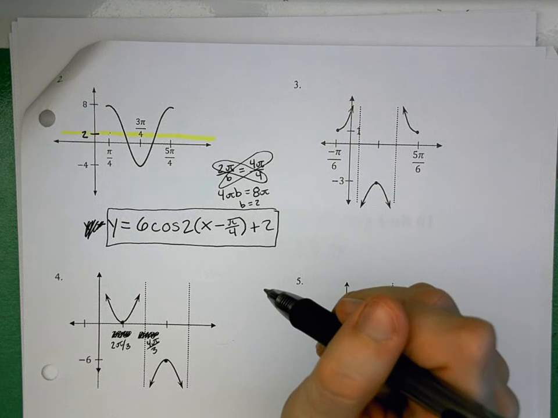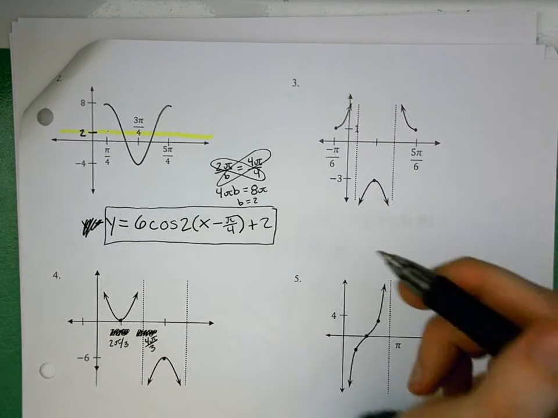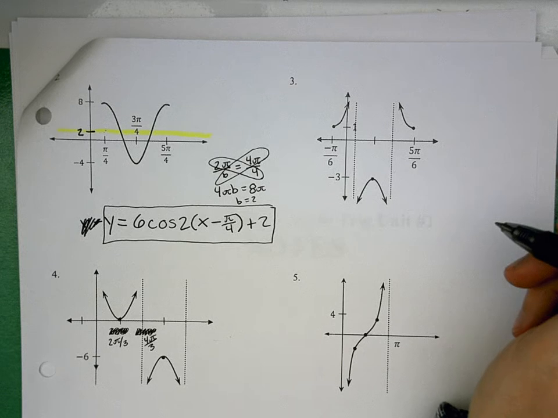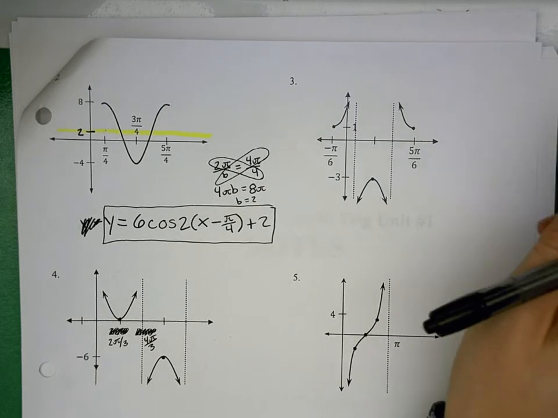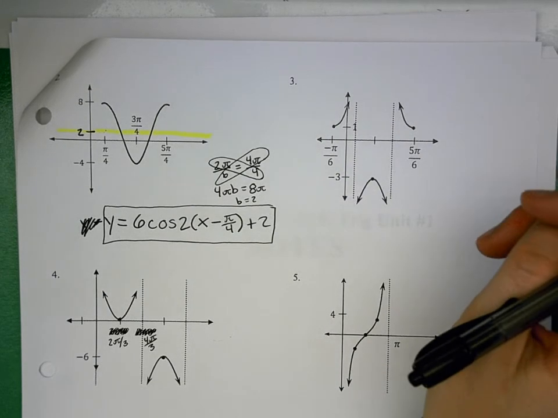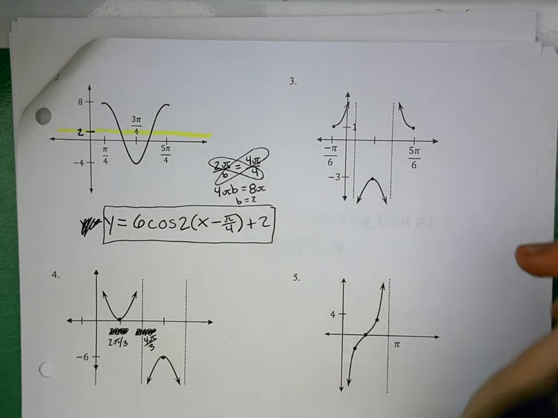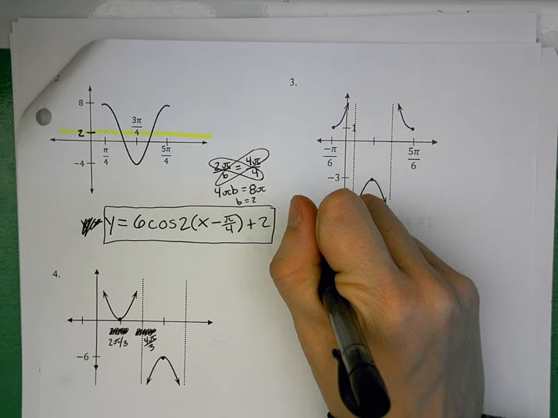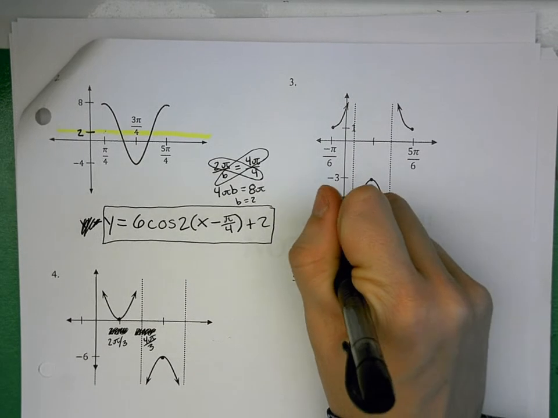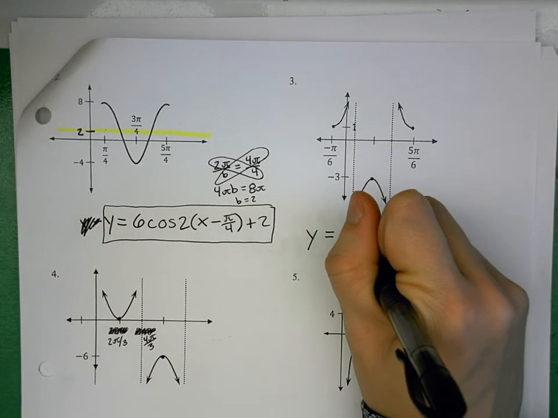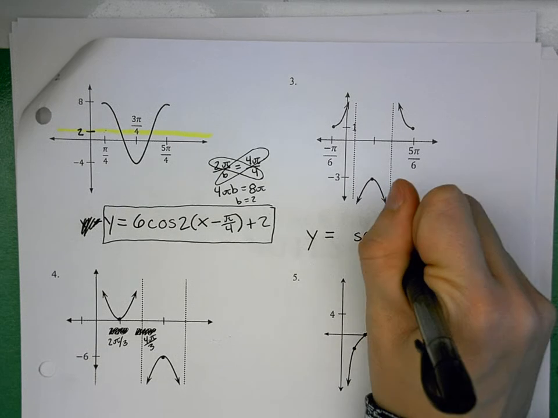Okay, again, pause the video at some point and try them on your own. Number 3. What type of function are we looking at in number 3? This one's a secant function: y = a times secant of b times (x minus h).